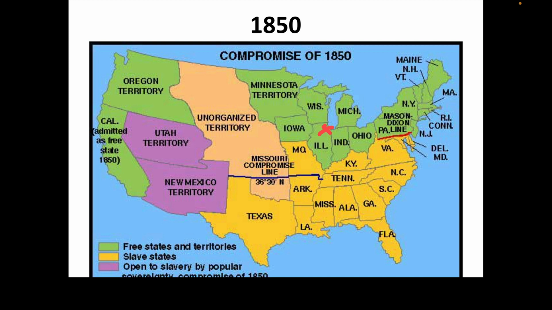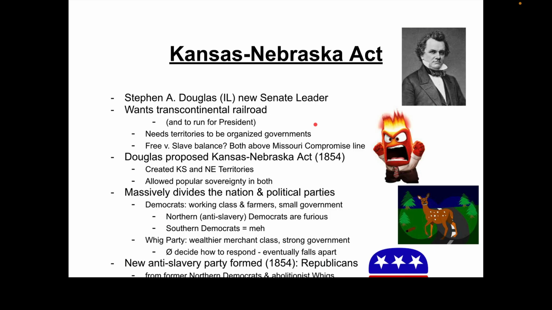And so any major transcontinental railroad, no matter where it goes, north, south, or middle, is likely to run through his home state of Illinois. So Stephen A. Douglas would get double benefit from this, both helping out his home state, but also potentially running for president. So he's in favor of this railroad.